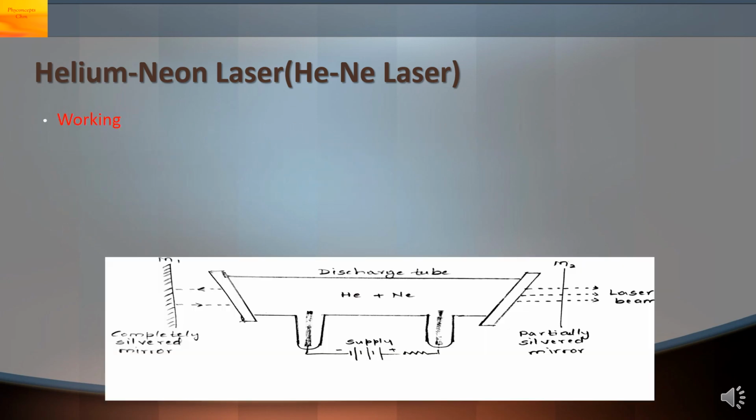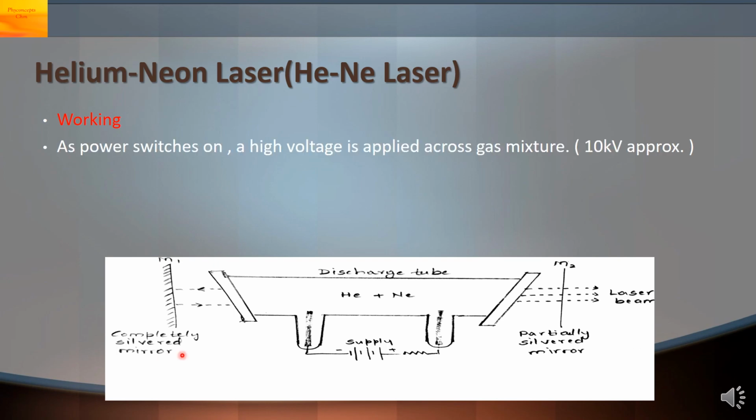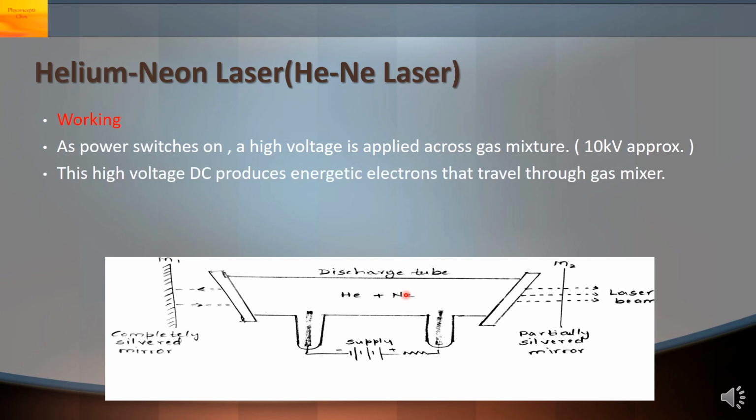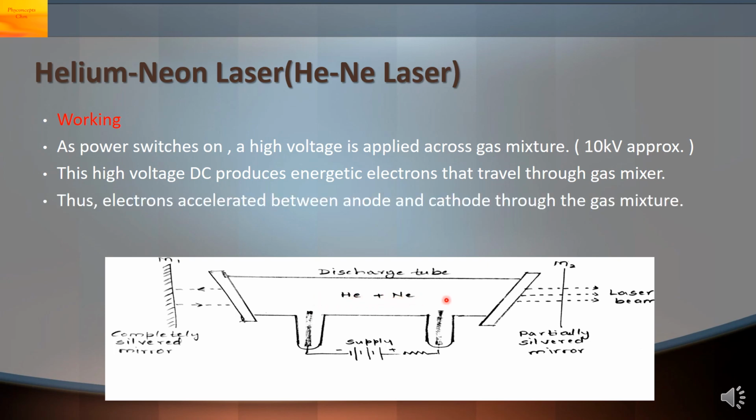Now we will see the working. As the power switches on, a high voltage is applied across the gas mixture. This high voltage produces energetic electrons that travel through the gas mixture. Hence, the electrons are accelerated between the anode and the cathode through the gas mixture.